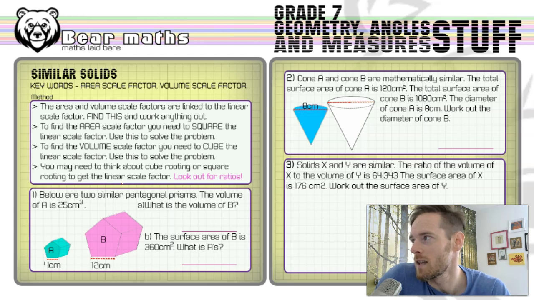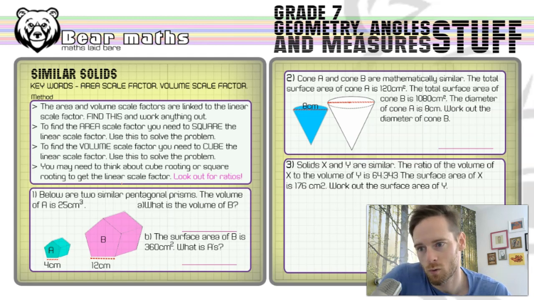The method states the area and the volume scale factors are linked to the linear scale factor. You find that and you can work anything out. Okay, to find the area scale factor, you need to square the linear scale factor, and then you use that to solve the problem. To find the volume scale factor, you need to cube the linear scale factor, and then you can use that to solve the problem. You may need to think about cube rooting or square rooting. It depends if you've got the area scale factor or the volume scale factor already.